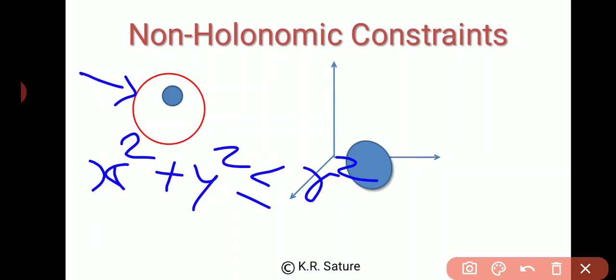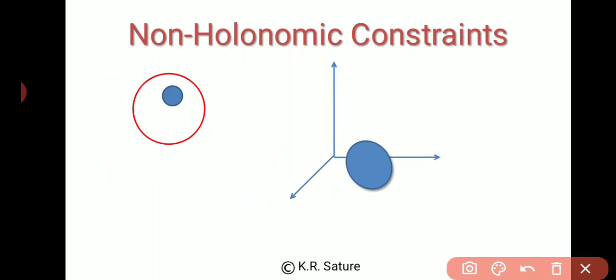the equation is x square plus y square equal to r square. So the particle follows this equation, that is, our constraint follows this equation, that is x square plus y square is always less than or equal to r square. In the initial case it was equal to r square because the particle was on the circumference, but this time this particle is allowed to move inside the circle. That's why the position of the particle is always less than or equal to r square.